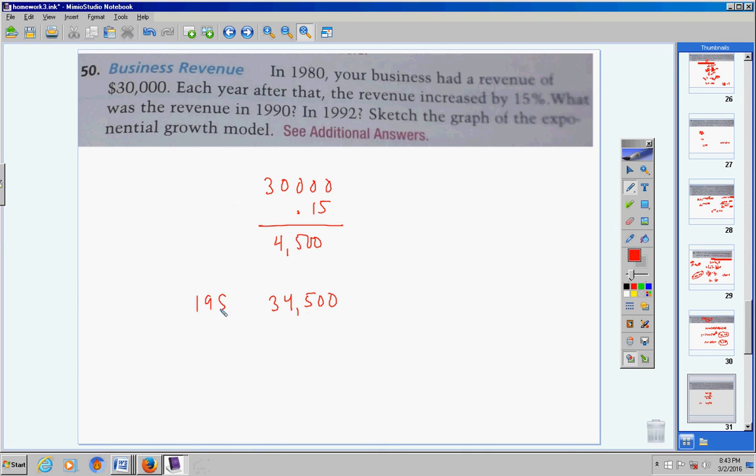Now, you're welcome to do it that way, where you multiply and then add, but I know a faster way. Since it's an increase problem, you take 100% and you add the 15% and you get 115%. Now, we would subtract if it said decrease, but it says increase. So we add, so now I'm going to take 30,000, not times 0.15, but times 1.15. Now, if you do that, it's pretty cool.